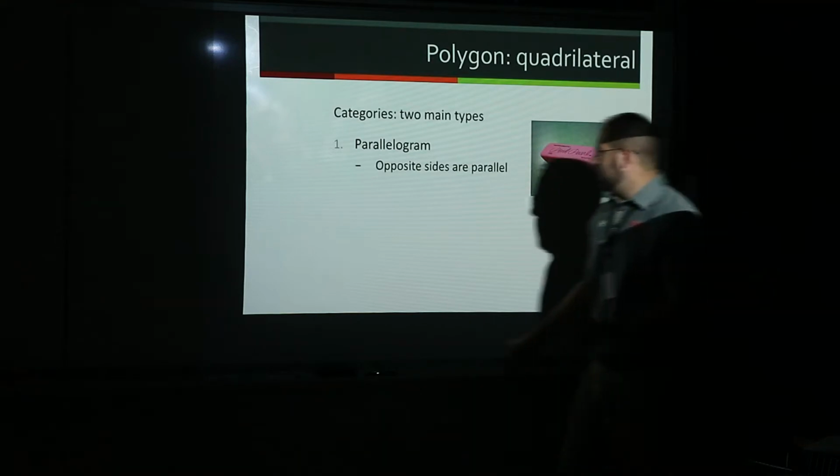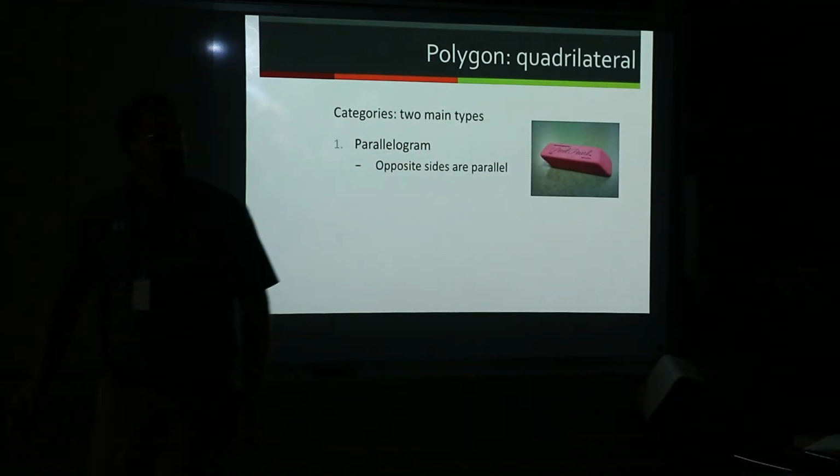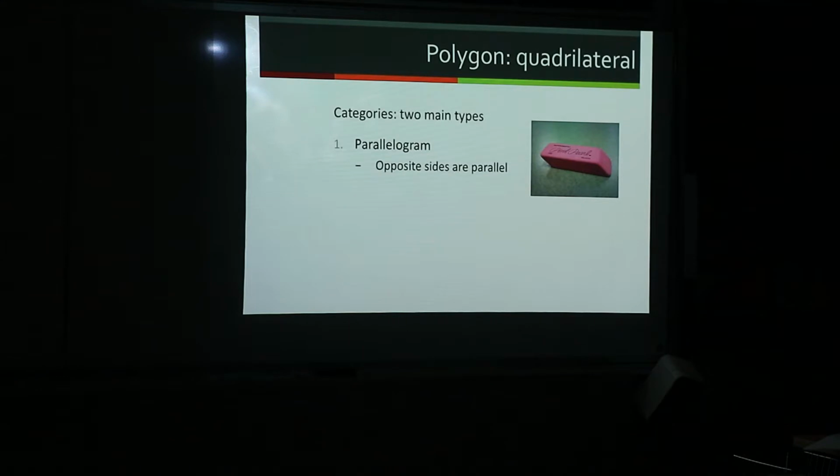Okay, so opposite sides are parallel. Top, bottom, right, and left are parallel. It's a pink pearl eraser. It kind of looks like a rectangle, it's not. It's kind of like bent sideways. So I always use the pink pearl. The other one was the trapezoid, right?